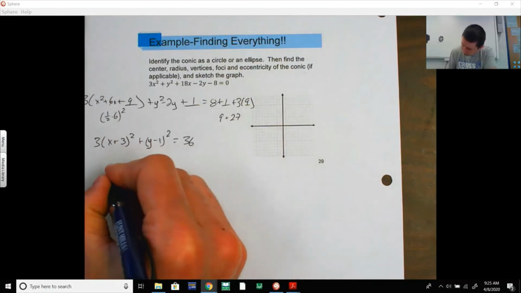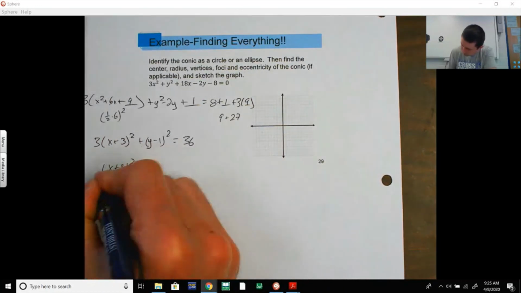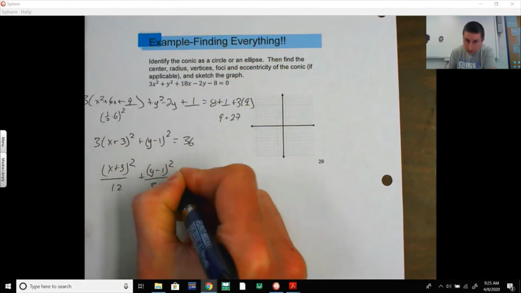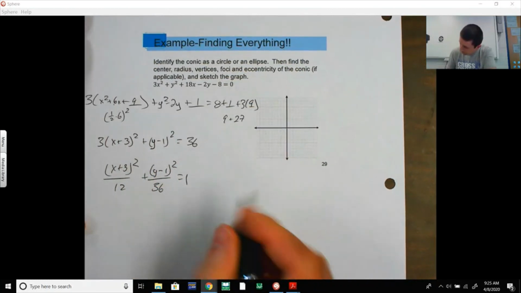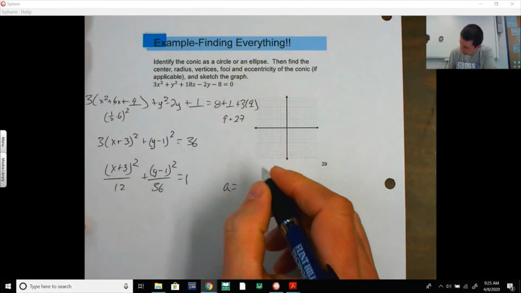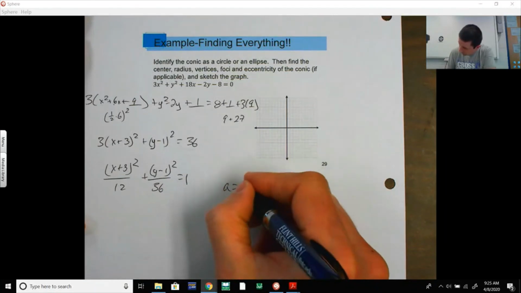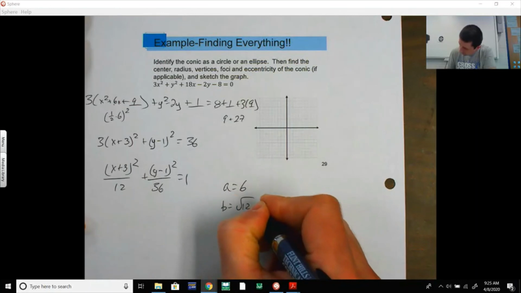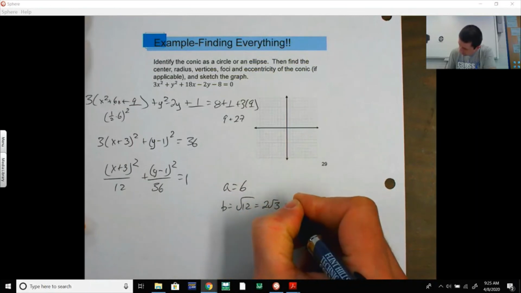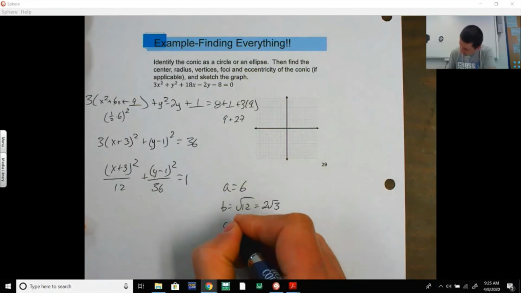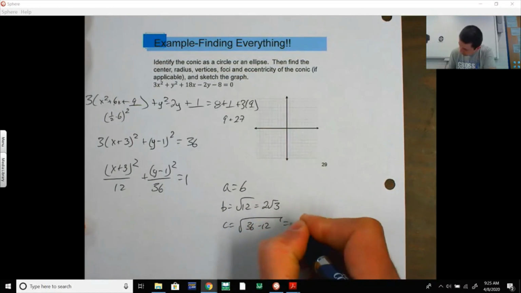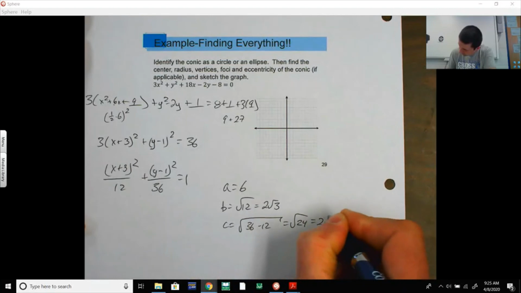So divide by 36, you get x plus 3 squared over 12 plus y minus 1 squared over 36 equals 1. So again, vertical. So A is going to be 6, B is the square root of 12, which is 2 root 3, and C is the square root of 36 minus 12, which is the square root of 24, which is 2 root 6.